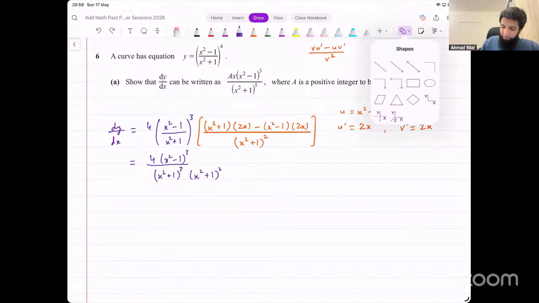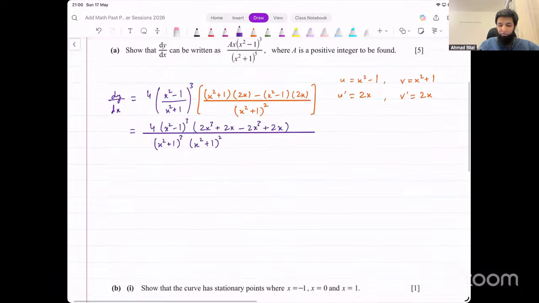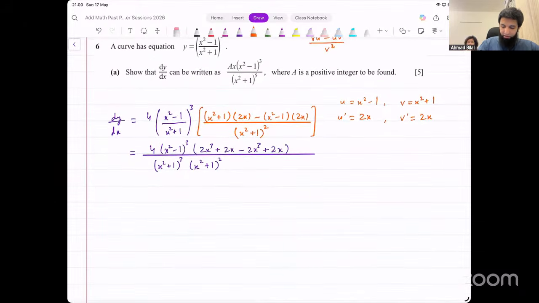What about the numerator? If we simplify the numerator, we should get what we want there as well. Let's simplify the numerator and see what that gives us. 2x into x squared, that's 2x cubed, plus 2x. Minus 2x into x squared, that is 2x cubed. Minus 1, that's plus 1 into 2x, that will be plus 2x. This is what we get in the numerator. Now let's simplify this further. 2x cubed and minus 2x cubed, they get cancelled.